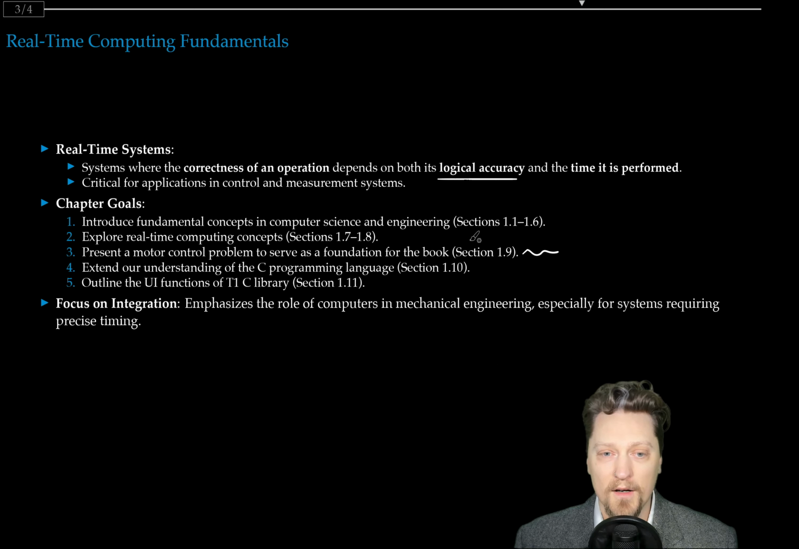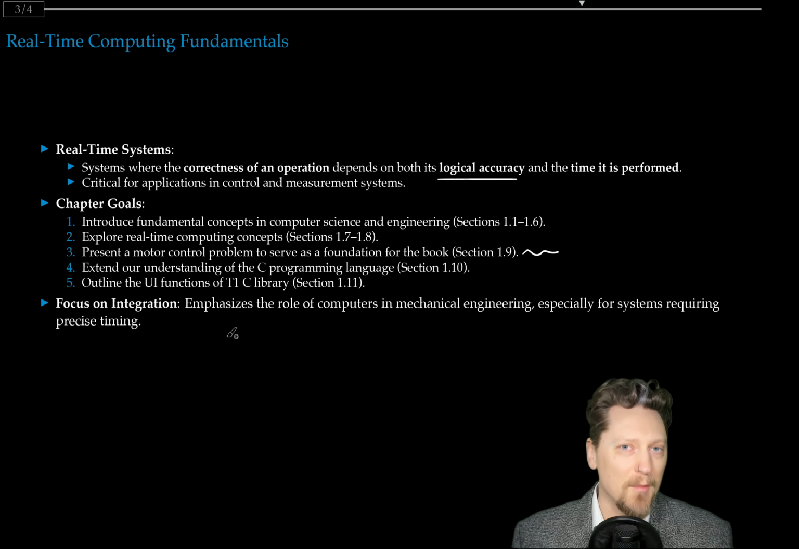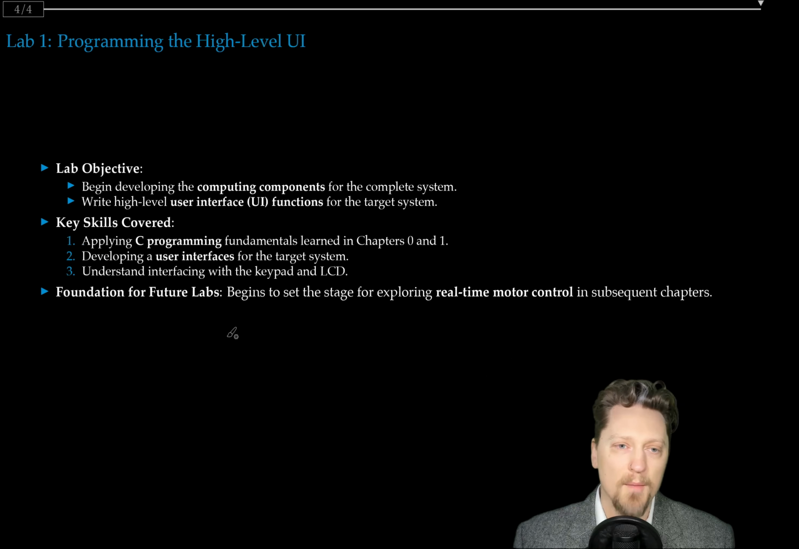Good. 4, extend our understanding of the C programming language in section 1.10. We're still learning C. We got some of the fundamentals in chapter 0, but we're going to extend them to some new concepts in this chapter. 5, outline the user interface UI functions of the T1 C library, which we're going to be writing in the next few lab exercises. We're going to, as we go through this, keep an eye toward integration, emphasizing the role of computers in mechanical engineering, especially for systems requiring precise timing. So keep that in mind as we go through the chapter.